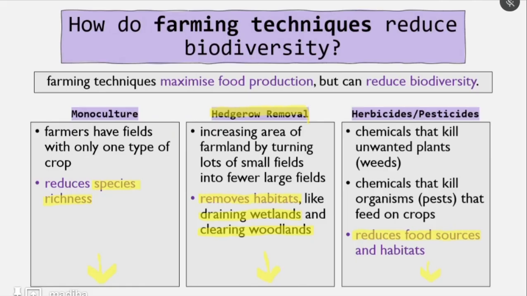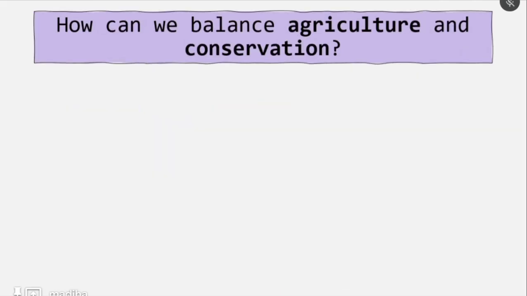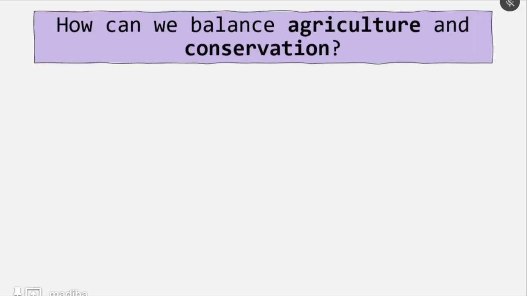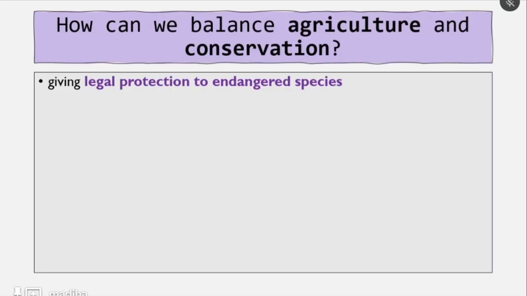And then the last thing we're going to go through is balancing agriculture and conservation. So this is essentially when we want to make sure that, because farmers do these techniques, how can they do these techniques, but at the same time, how can we conserve different areas and conserve these habitats? So again, it's not really talked about in the spec, or in textbooks. So I've just found 3 key things I think are important.